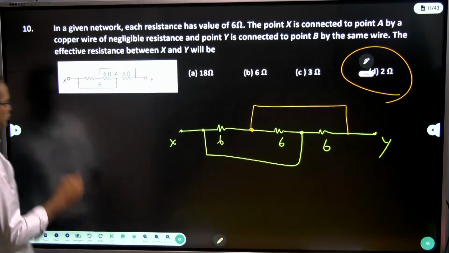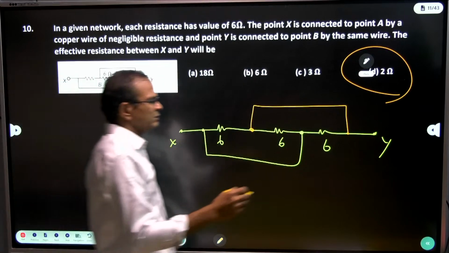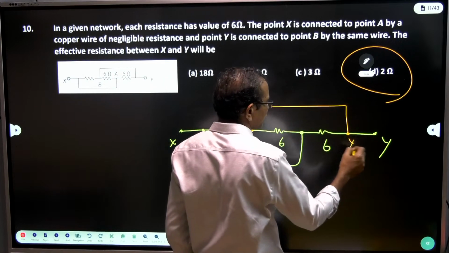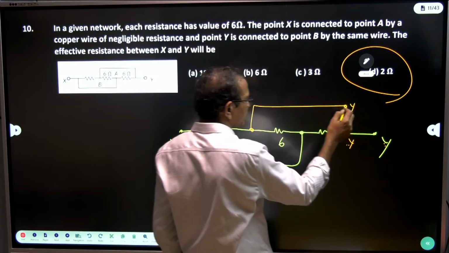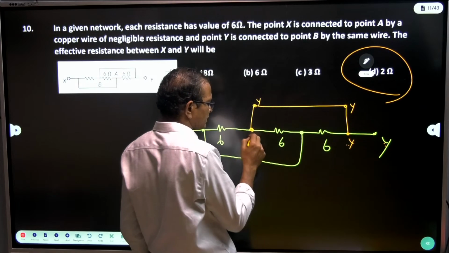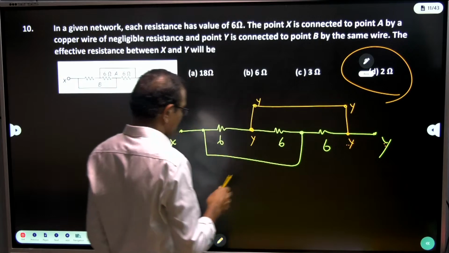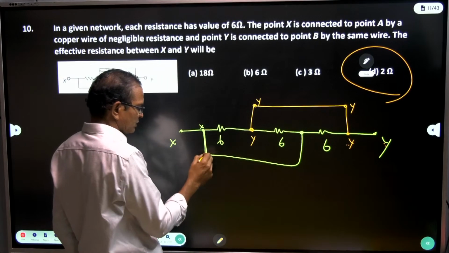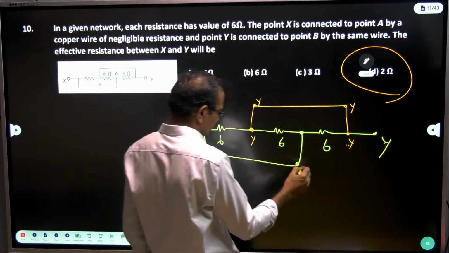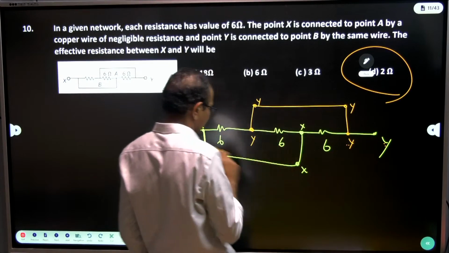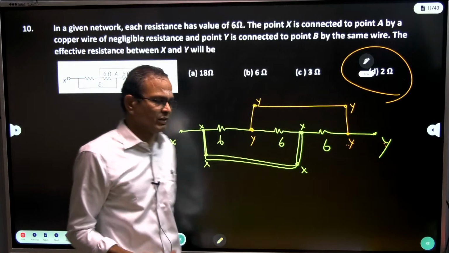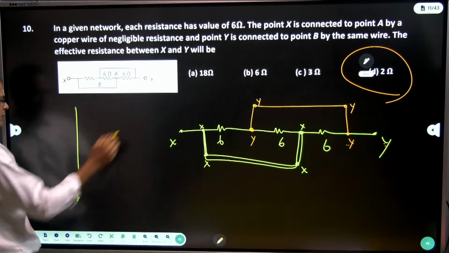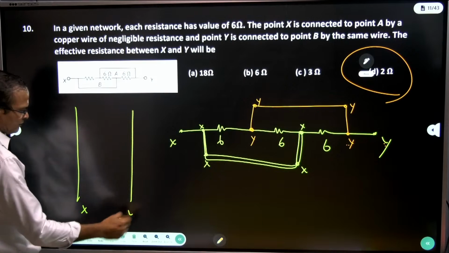Let's see how. So, look carefully. This is y. Same wire, therefore this is y. Even this is y. So this point is x. Even this point is x, and even this point is x, because they are connected by the same wire. There is no potential difference along a wire, right? Now, put a battery across x and y. This is x, this is y.